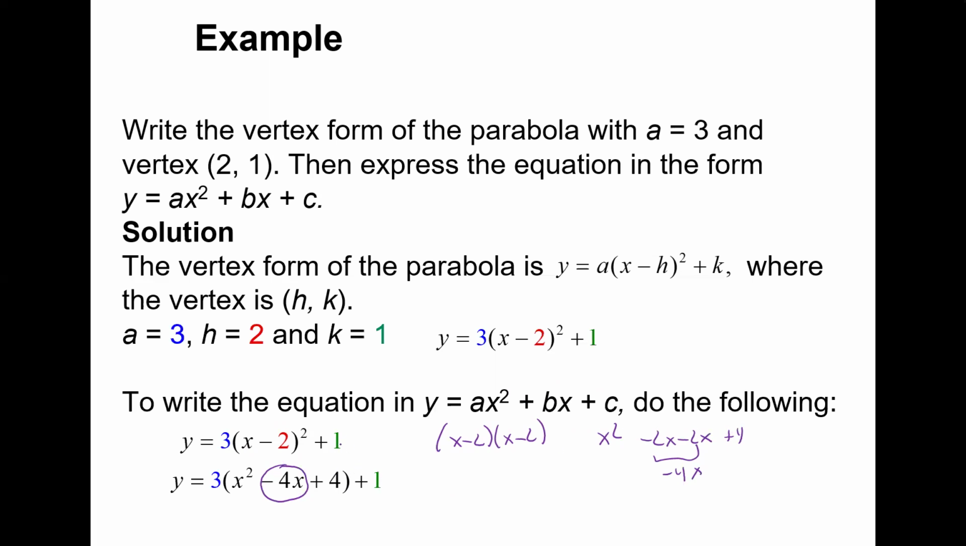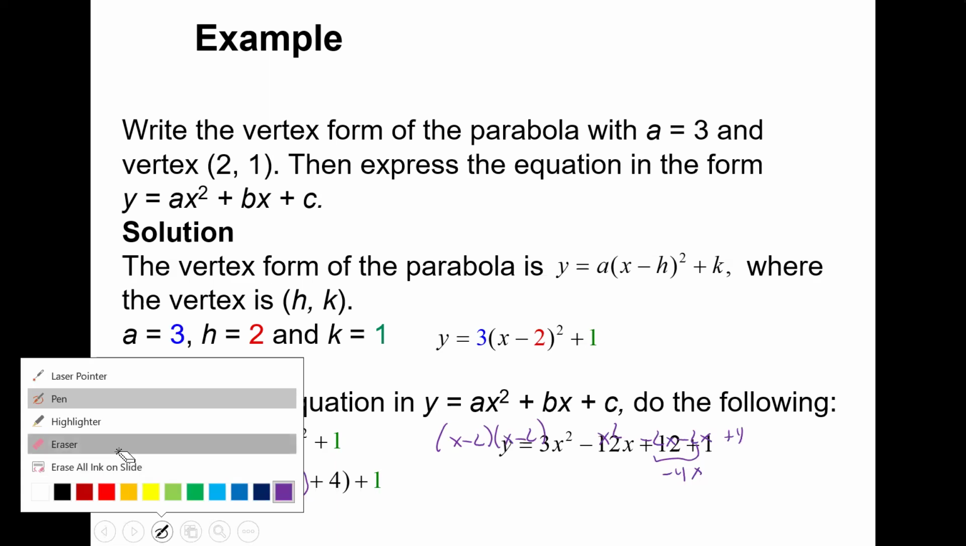and then you're going to add the 1 at the end after multiplying by 3. So now we've multiplied by 3, so it'll be 3x squared minus 12x plus 12, and then plus 1. And of course, I've written over that. So now let's erase that so we can see what they're showing.